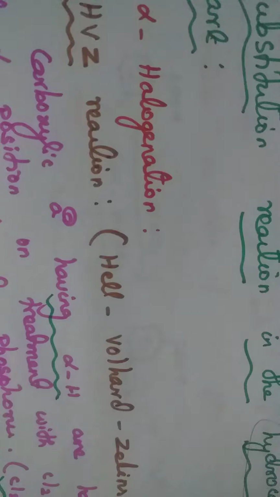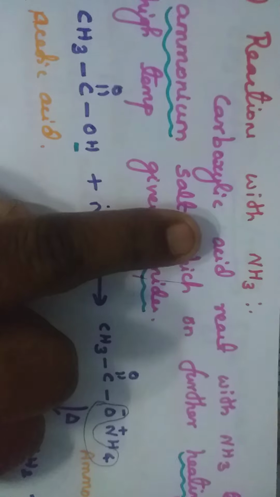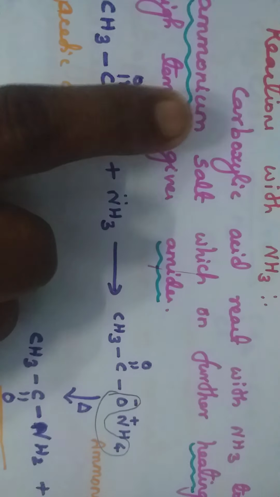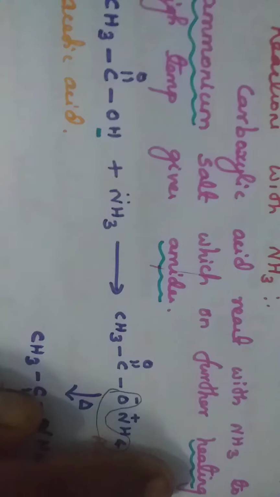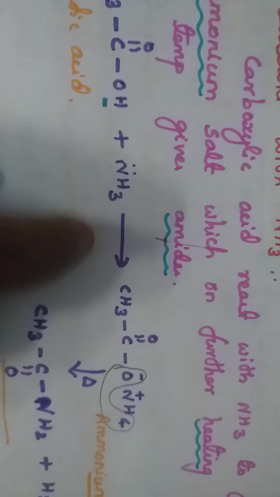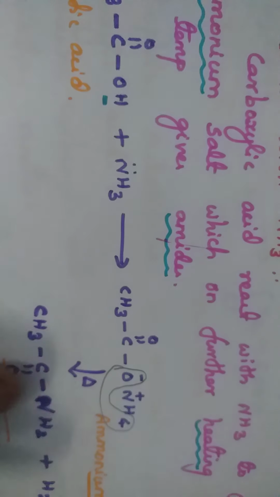The next we are going to see is reaction with NH3, reaction with ammonia. Carboxylic acid reacts with ammonia to form ammonium salt. So reaction with ammonia means the acid has a tendency to give ammonium salt, which on further heating gives amide. So any acid reacting with ammonia gives ammonium salt. On further heating, it gives amide.